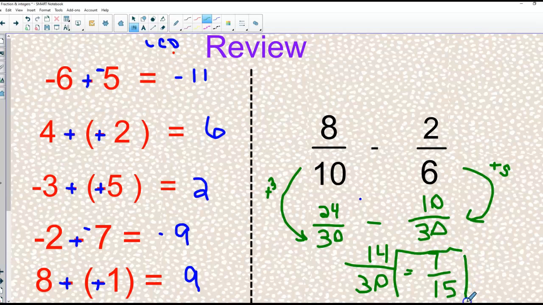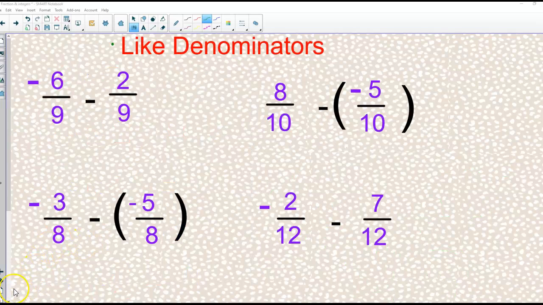Okay? So we've quickly reviewed subtracting integers and subtracting fractions. Now let's put them together so that we are subtracting fractions that contain integers. Okay, let's start off simple like we did yesterday with the adding, because I think that worked well for us. So on this page, you will see some subtraction problems that involve fractions that have like denominators.